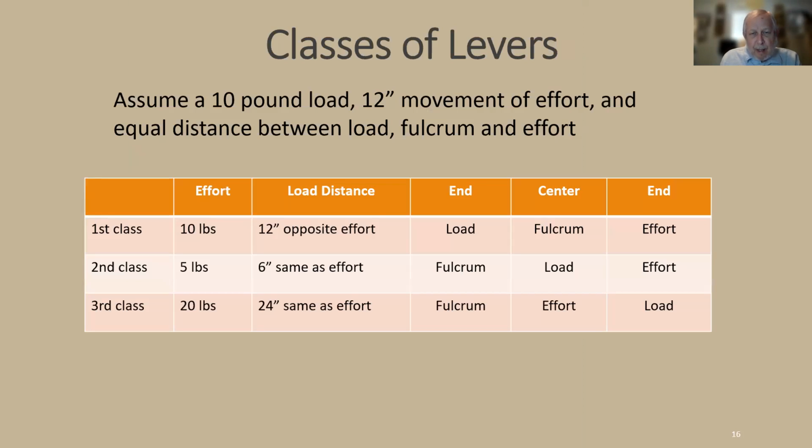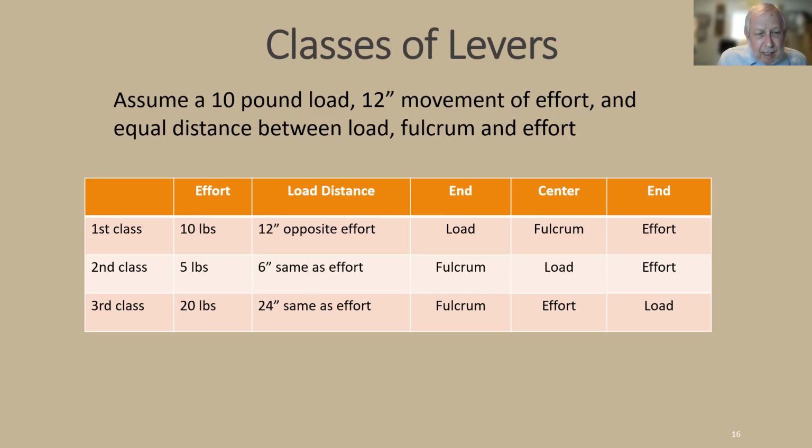So let's just look at this for a minute. Assuming you have a 10-pound load, a 12-inch movement of the effort, and equal distance between the load, the fulcrum, and the effort. All right. So in the first class lever, 10 pounds, the load is going to move 12 inches too, except it's going to go in the opposite direction of the effort. Again, it's the load, the fulcrum in the middle, and the effort on the other end.